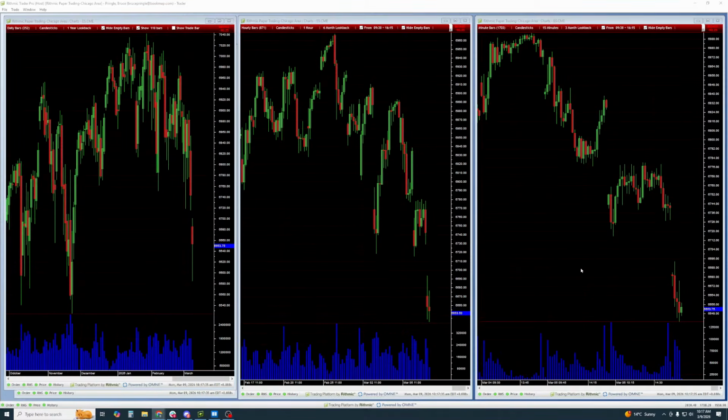Okay, this is important to understand, because everything might look good technically. You might think, wow, my setup's perfect, I'm in, and then everything just goes haywire. Just understand this is the environment we are in right now. And some of these moves can be very, very severe.